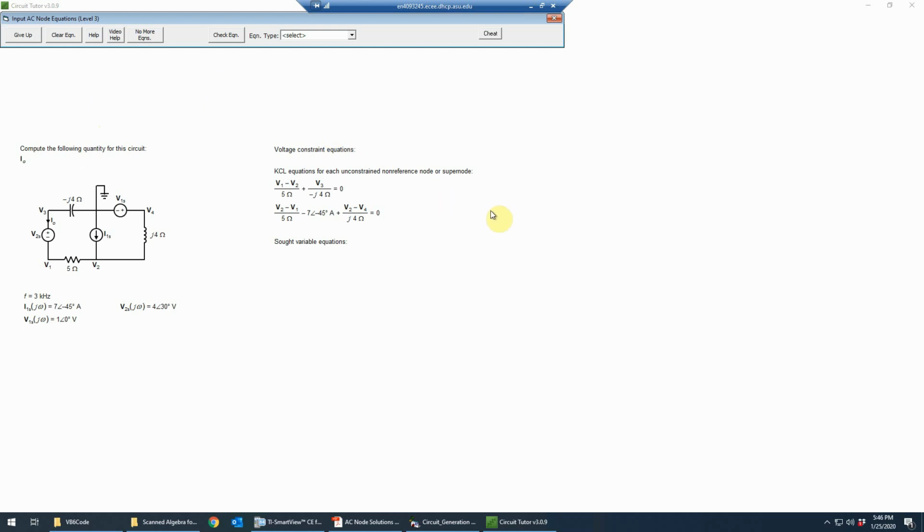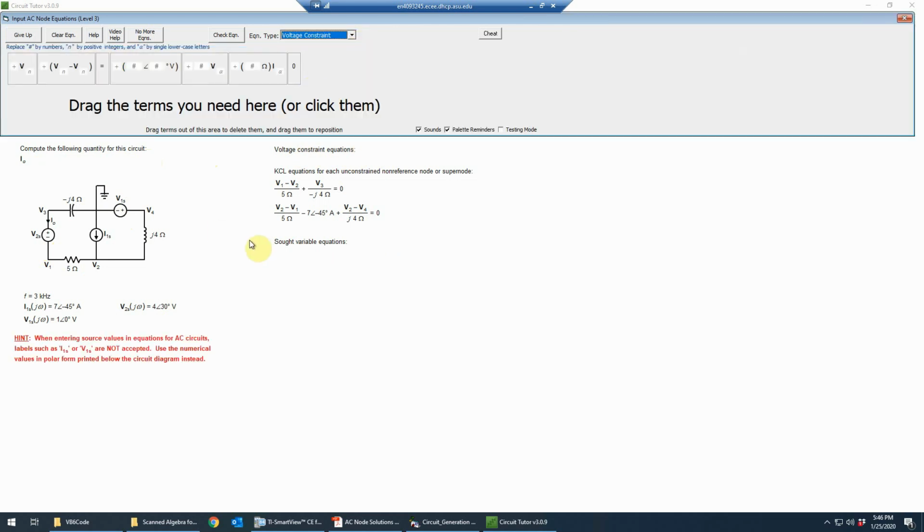Now, being a solution game, we have been given the KCL equations for the circuit, so we did not have to write those. We do, however, have to write the voltage constraint equations for each of the two voltage sources in this circuit, being a nodal analysis, and then we have to write a sought variable equation for the sought current, which in this case goes through a voltage source. So let's do that. The voltage constraint equations, we'll select that type of equation.